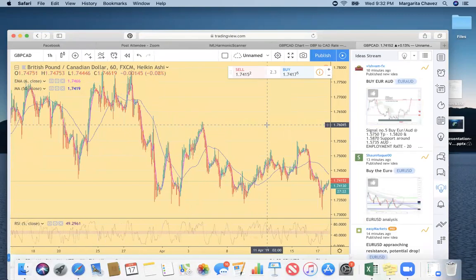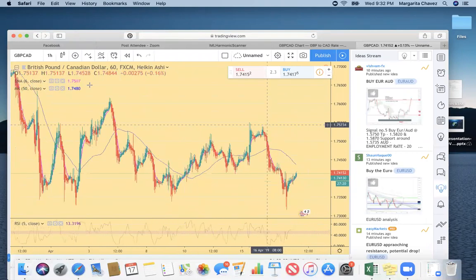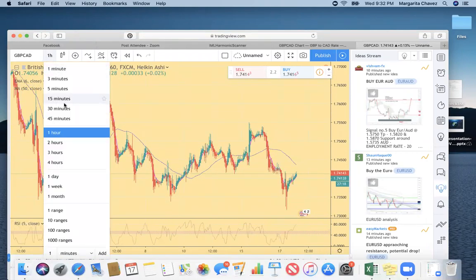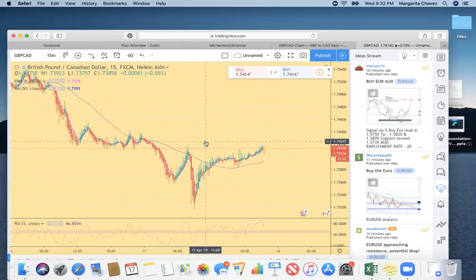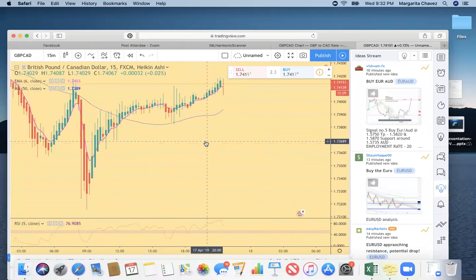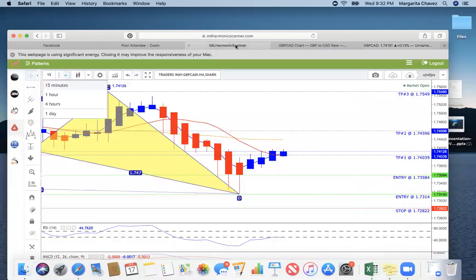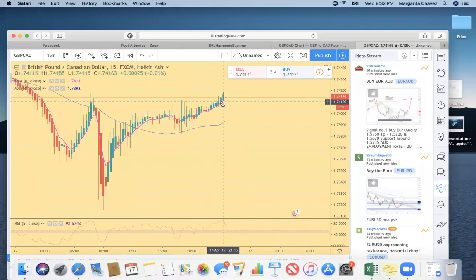If you go to TradingView, you can look at all this. Look at that: 1 minute, 3 minute, 5 minute, 15 minute. So I'm going to go to 15 minute. And let's look at the Harmonic scanner. The Harmonic scanner says it's going in an upward trend. And then if we look here, this also says an upward trend in the 15 minute.